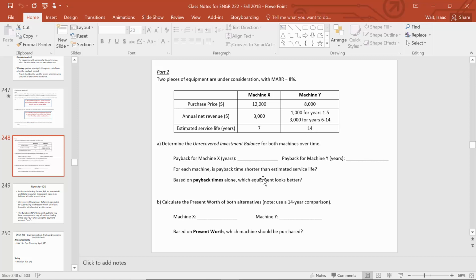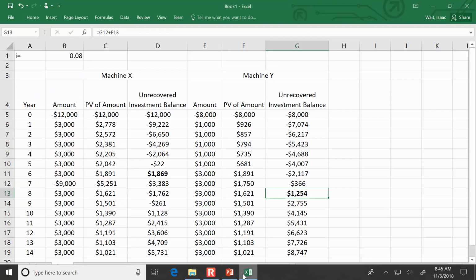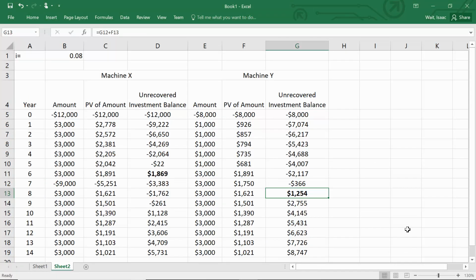So each is acceptable, but if we were going to just pick the one that had the shortest payoff time, it would maybe look like machine X is the better option. But it's not the better option, because if we repeat the cycle for machine X, which is what we have to do for present value analysis, the reason why we repeated the cycle and we purchased the item again in year 7 is that two alternatives have to have the same useful life to be able to compare them.